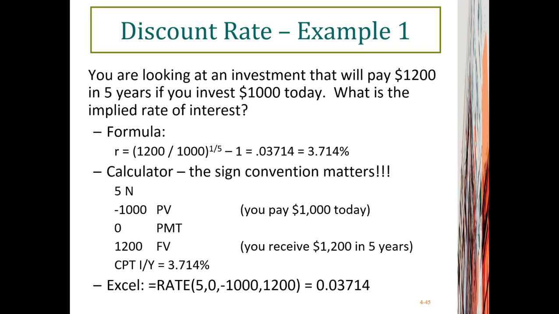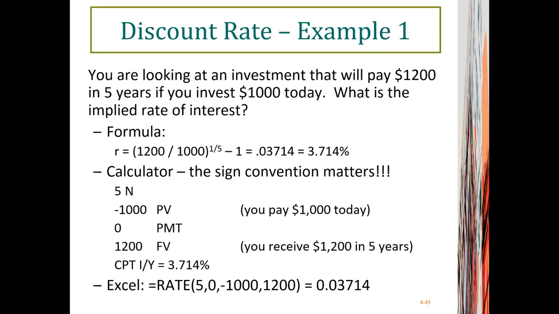Now let's take a look at one example. You're looking at an investment that will pay $1,200 in 5 years if you invest $1,000 today. So the question is, what would be the implied rate of interest? Now, of course, you can use the formula. It equals 1,200 divided by 1,000 raised to power 1 over 5, all minus 1. And the interest rate that can help you to achieve your goal in this case would be 3.7%. Meanwhile, you can use your calculator.